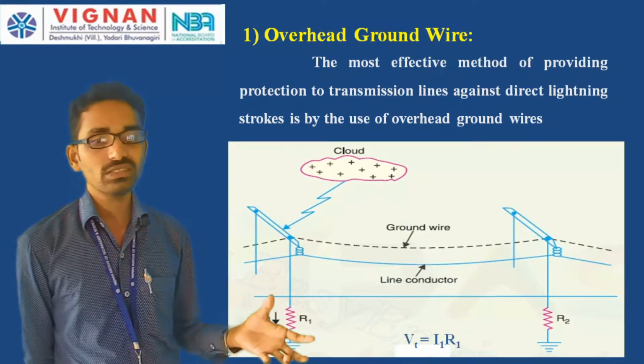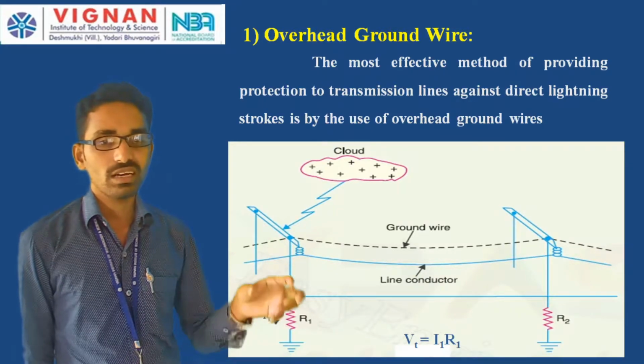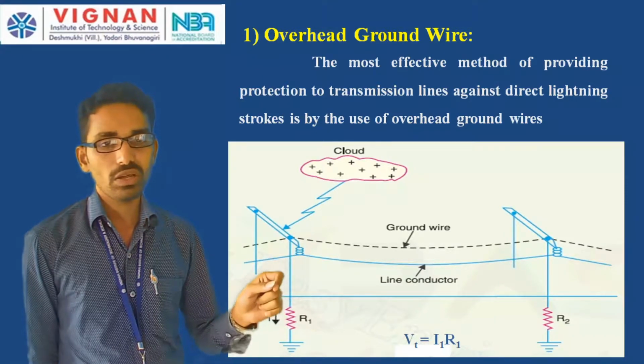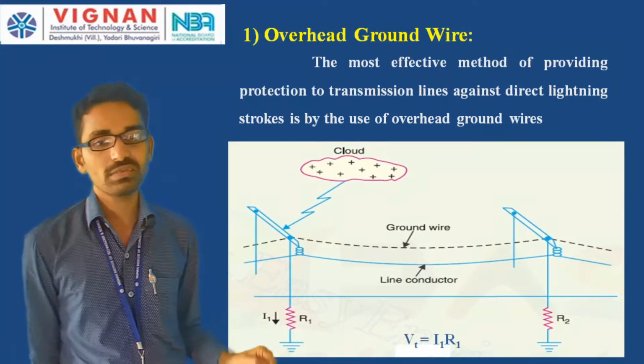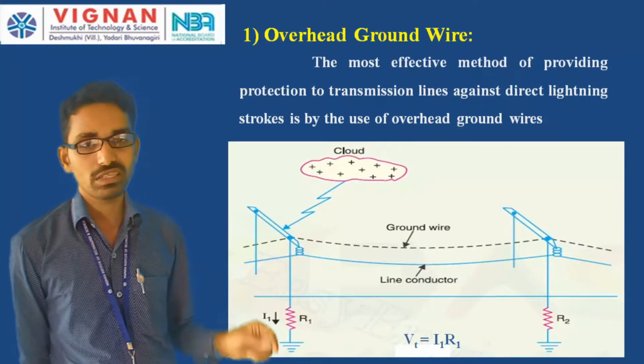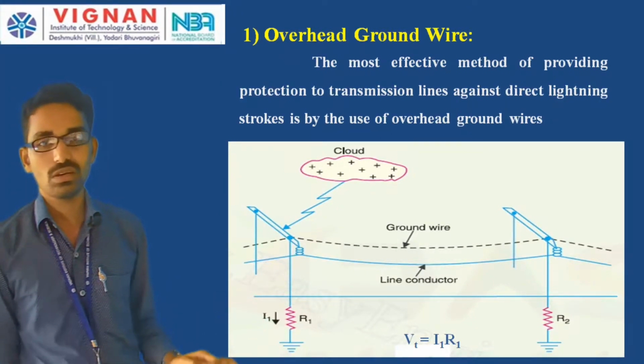That means the voltage is reduced, because the resistor is reduced. Whatever the current path is, that current path will be a very low resistance path, so the voltages or currents due to the lightning are going to be sent to the ground very rapidly with low resistance. So that is overhead ground wires.